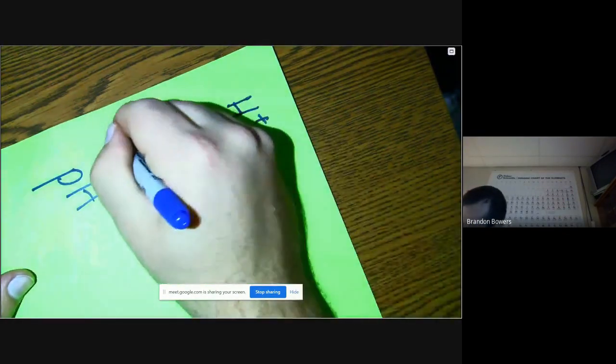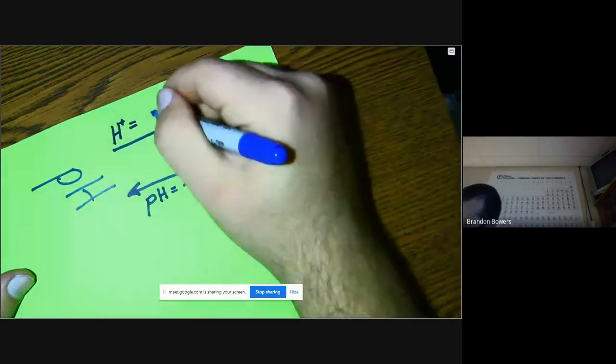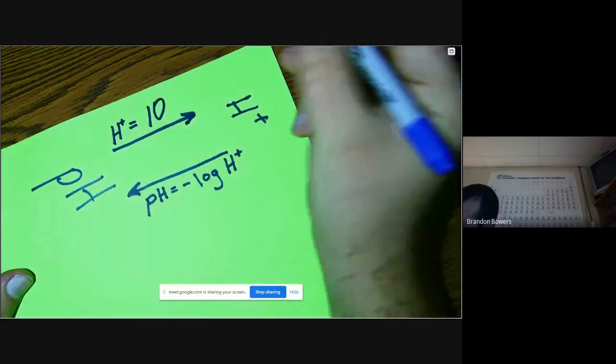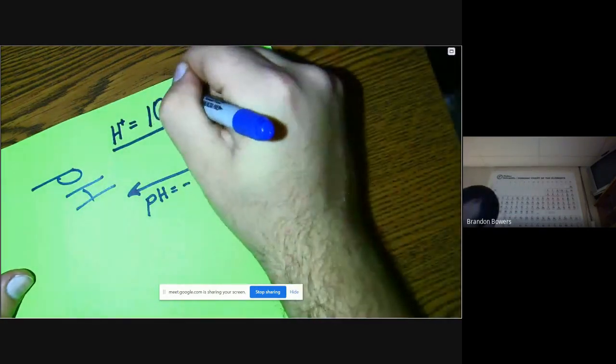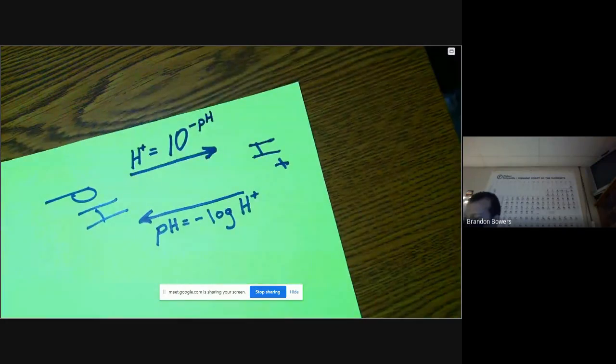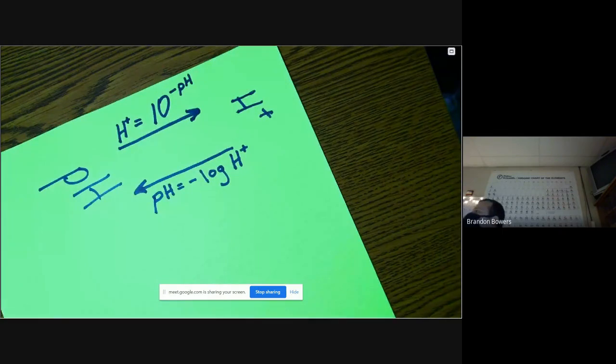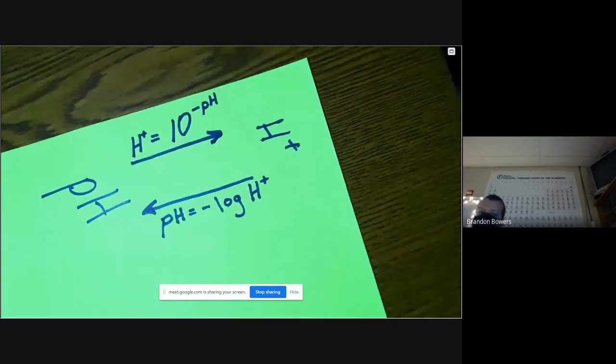H is equal to 10 to the negative pH value. All right, so that's where we're going to use the caret function. That negative pH is an exponent there. Does that make sense? All right, so in addition, everybody got that? Let's see it. I'm zooming in a little bit.